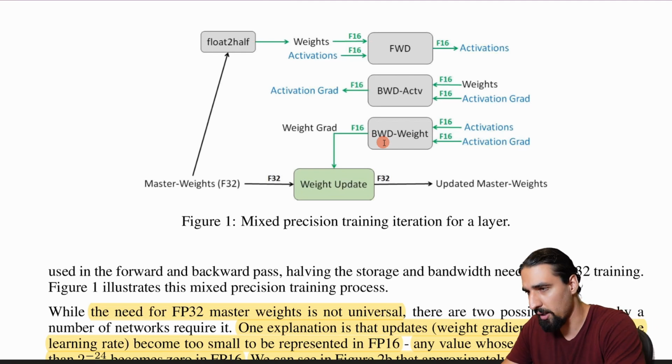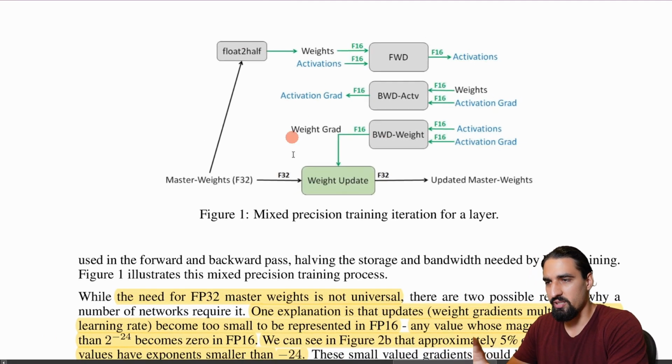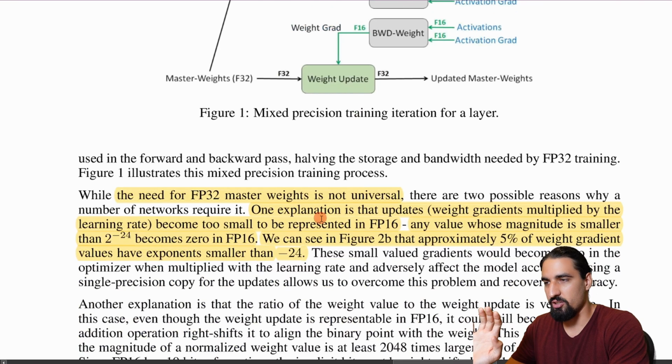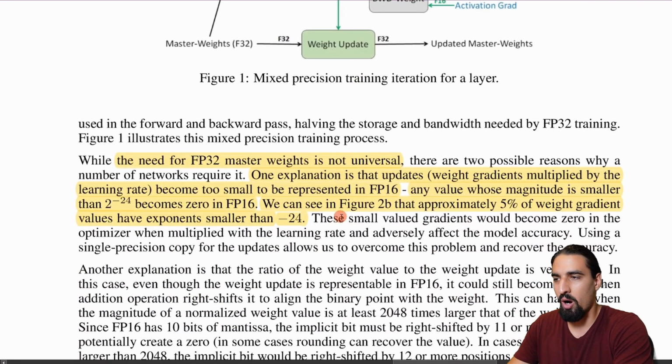That's the bottom line. Okay. So this is the schematic of how everything works. They now mention one explanation for why they need the FP32 master weights. One explanation is that updates, weight gradients multiplied by the learning rate, become too small to be represented in FP16. Any value whose magnitude is smaller than 2 raised to the power of minus 24 becomes 0 in FP16.